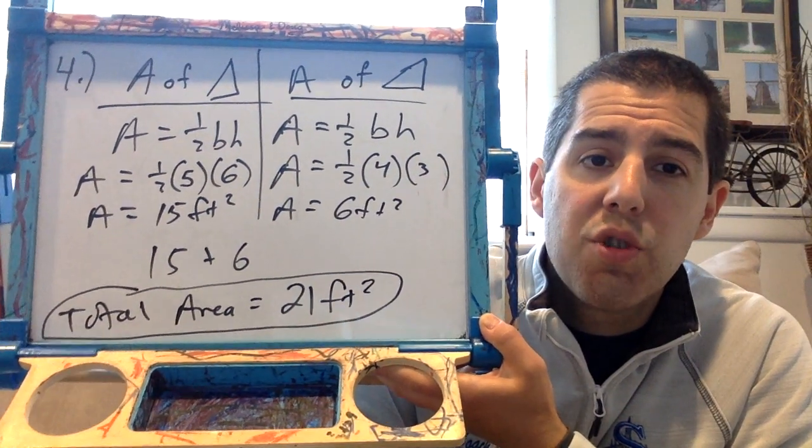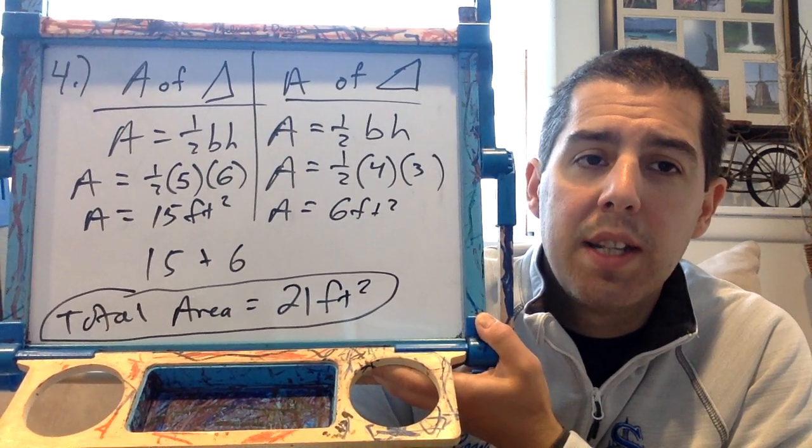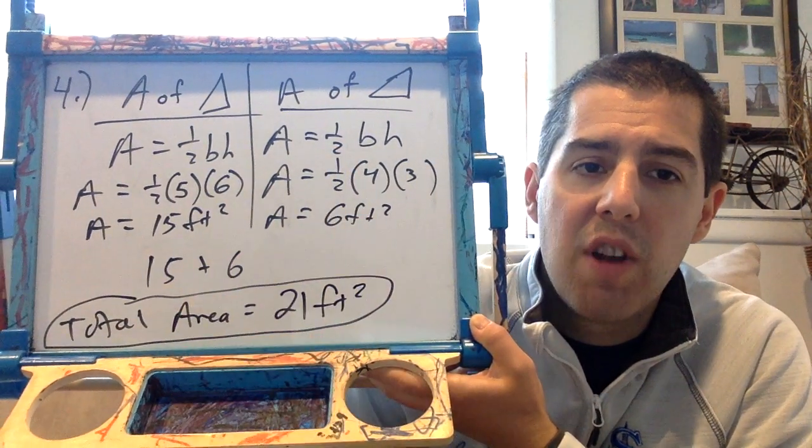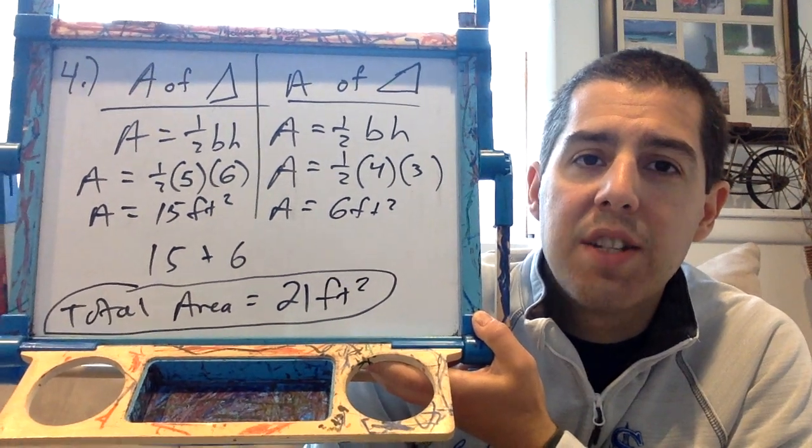Number 4 was just two triangles, so they had the same formula. I plugged in the bases and heights that made 90-degree right angles, and I got the total area is 21 square feet.